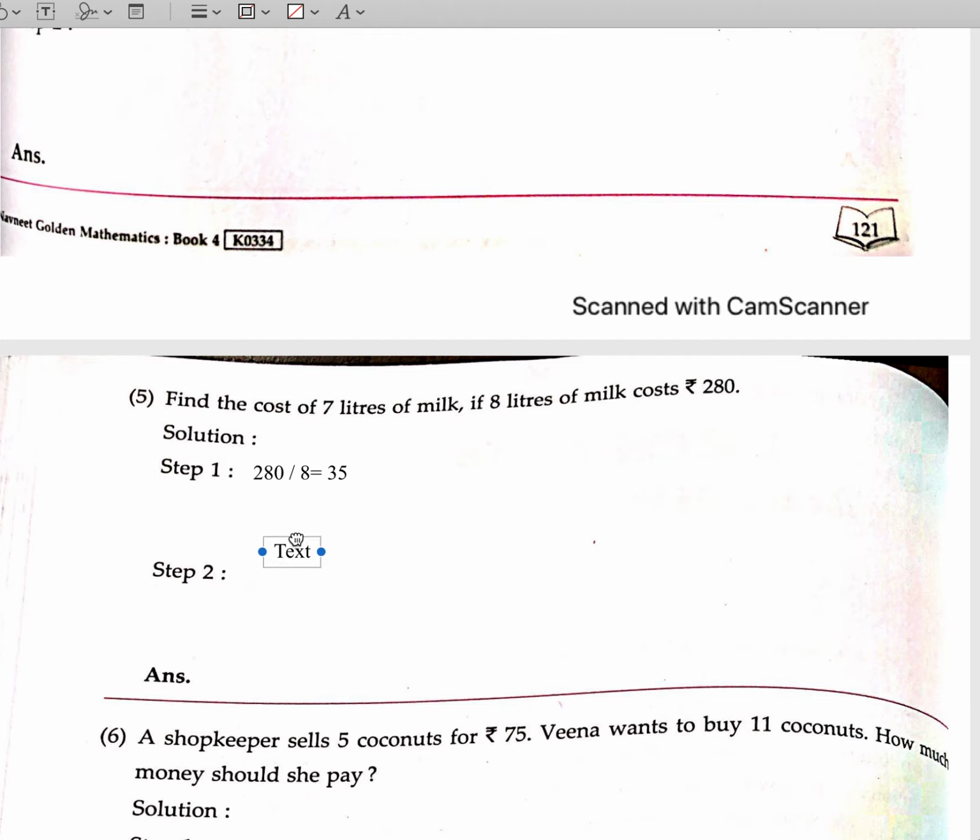So let's write over here: 7 into 35 is equal to 245. So 245 is the answer. The total cost is 245 rupees.